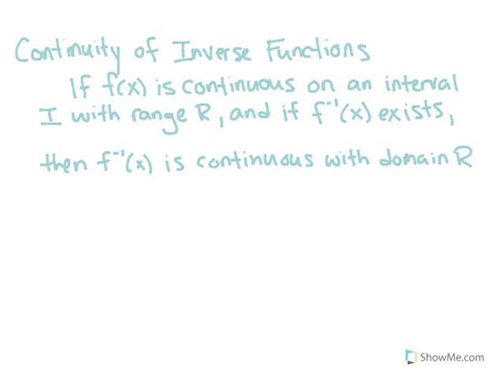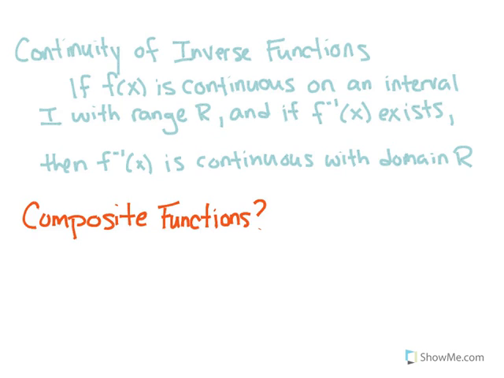So let's say we have our function f of x and it's continuous on a specific interval. We'll call it I. And it has a range, we'll call it R. And if the inverse of that function actually exists, then the inverse function is continuous with the domain R. And this should be understandable simply because inverse functions have the domains and ranges switched. So the inverse function is going to have the continuity on the domain of the range of my original function. So that's just what you have to look for with inverses.